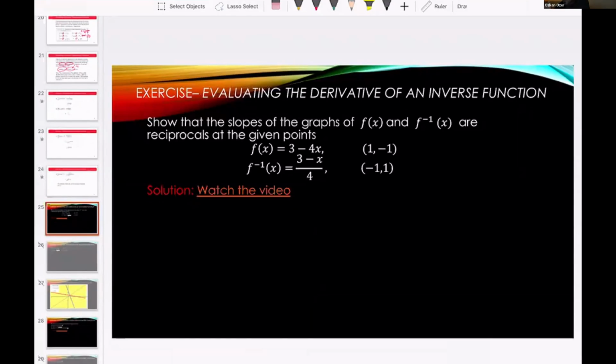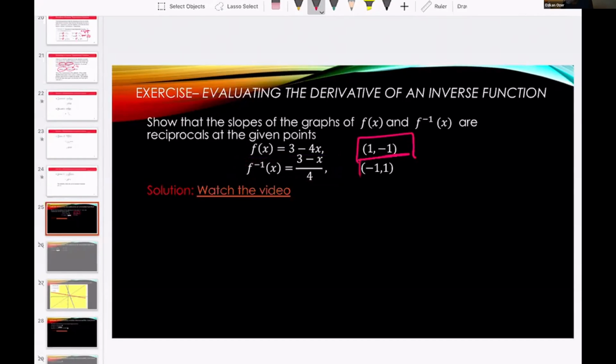Here is an exercise that maybe we can go through all together. Let's read the question. Show that the slopes of the graphs of f and f inverse are reciprocals at the given points. f is provided to be 3 minus 4x. The point is 1 and negative 1. And f inverse, how nice this question is, is just provided to you rather than you finding it yourself. It's 3 minus x divided by 4. So that's good.